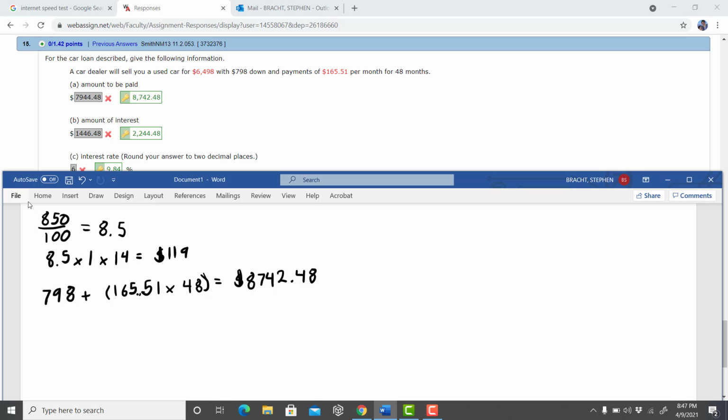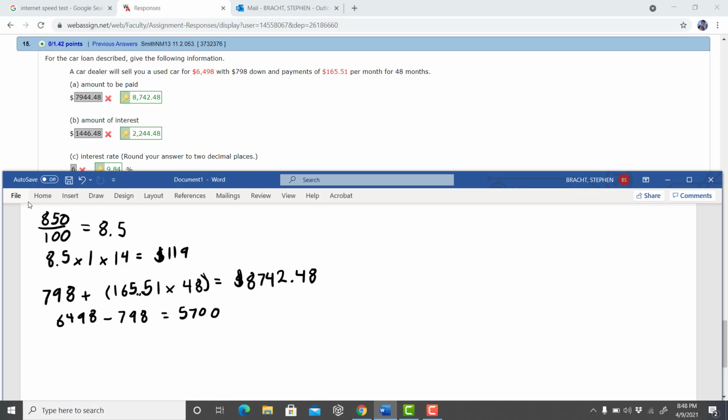The difference between those. So the amount financed is the selling price minus the down payment, right? So 6,498 minus 798. This is the amount you're borrowing. That's $5,700.